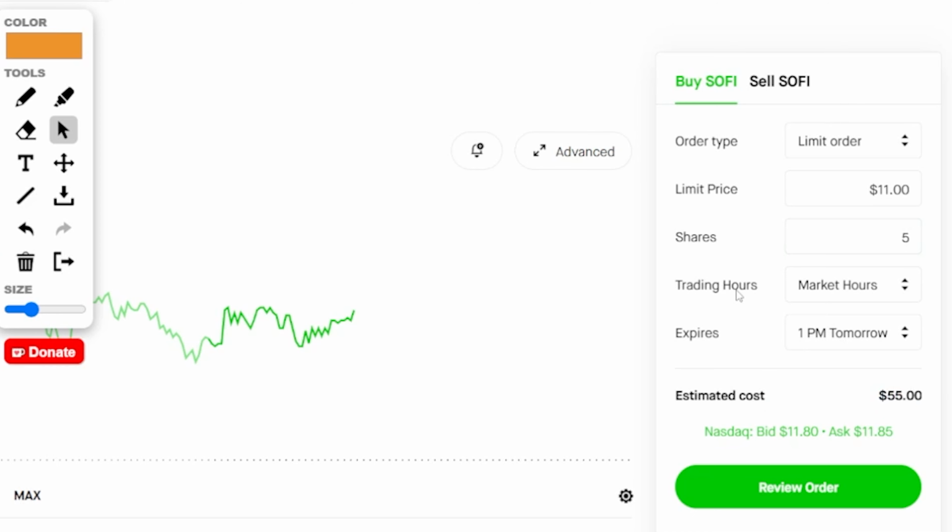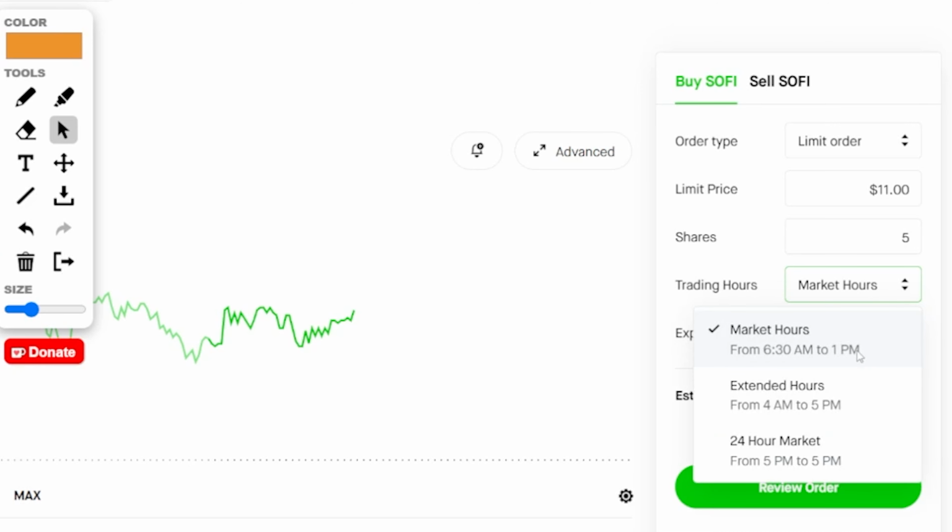And then for this example, and not every brokerage will have this, but you can actually choose your trading hours. So right now it's set to market hours. It'll tell you the time frame. There's extended, and now there are some companies that will allow you to do 24-hour markets. This will depend on the brokerage and the stock that you are wanting to purchase.